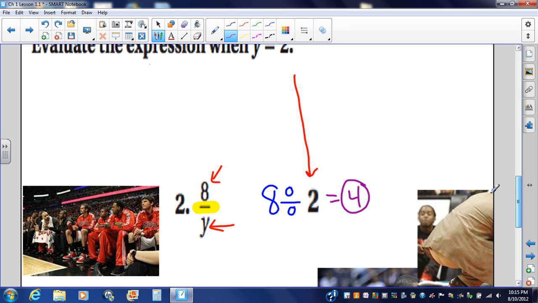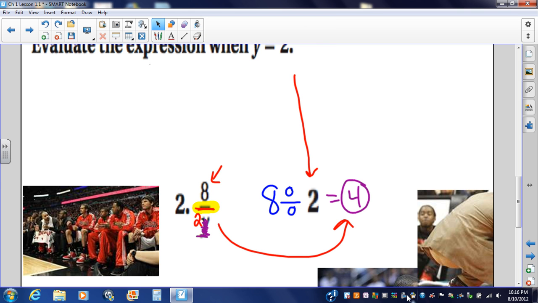If you wanted to, visual people, I have no problem, you could have done this. You could have crossed out the letter y and you could have put a 2 in its spot. Now you have 8 divided by 2. That still gives you 4. Just another way to look at the problem.